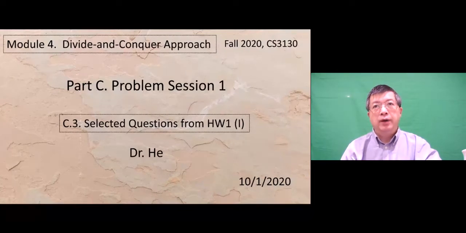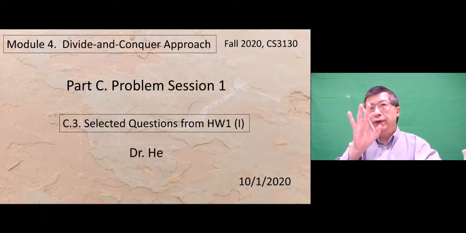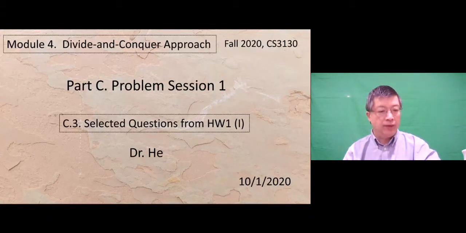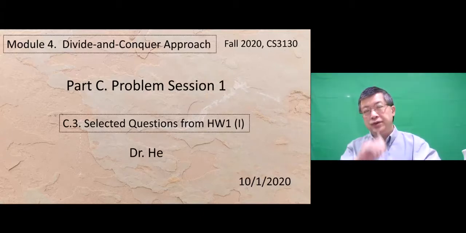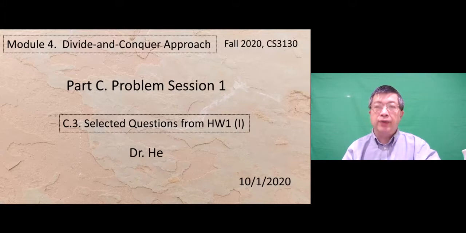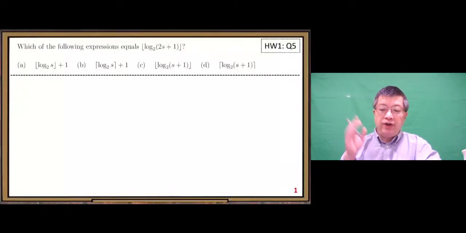From this part, I will use 2 videos to explain a total of 8 questions in homework assignment number 1. In this one, I select 4 relatively hard questions. All right, so let's look at the first question, question number 5.